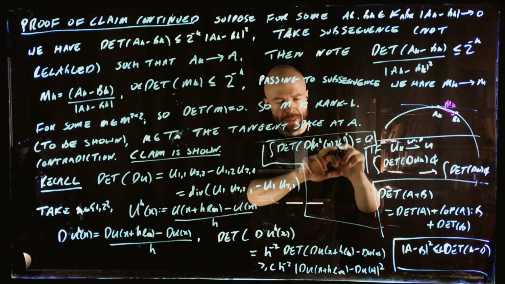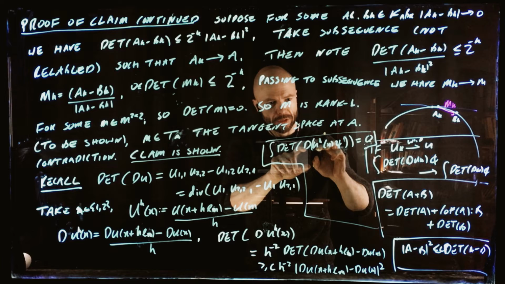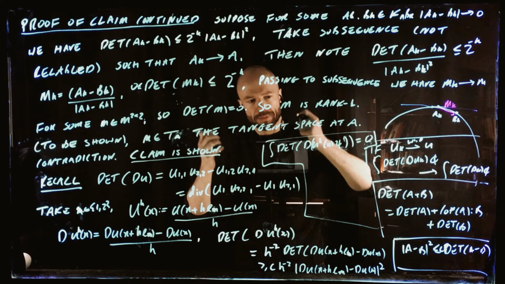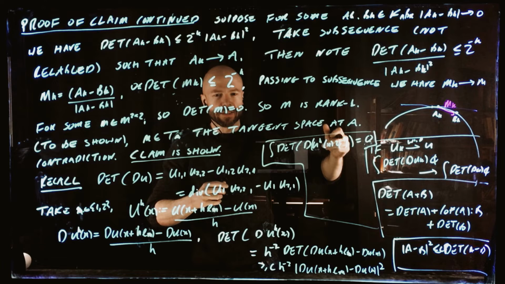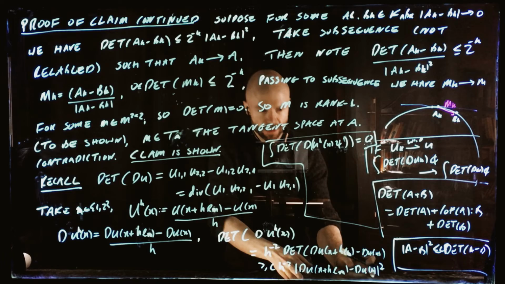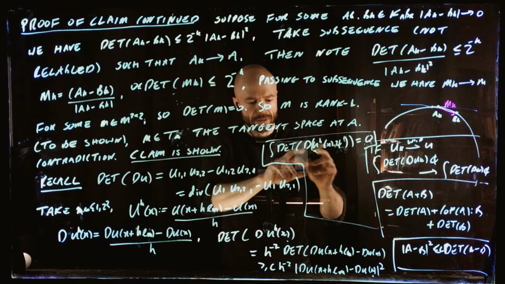Yeah? None of that stuff would be any use unless we could control the determinant of the gradient of u^h in terms of something that controls the absolute size of the difference between the gradient at u of x plus h e_m minus u of x, right? So this thing is an absolutely key step because unless we could control this thing in terms of this thing, then it's no use being able to control this thing. Because ultimately we want to control the difference between these guys right here, yeah, by lower order terms.